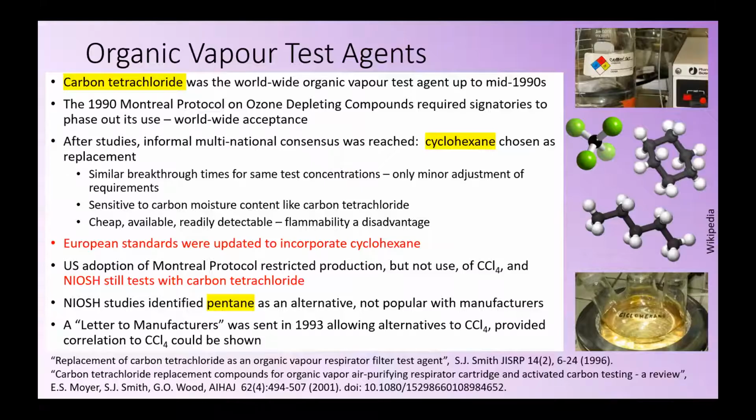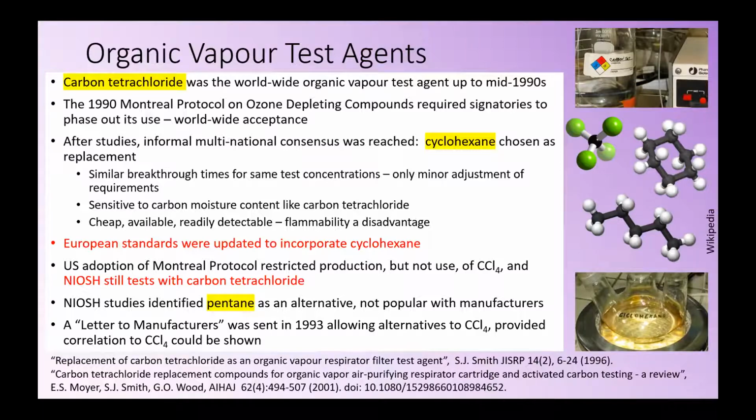Just to mention one thing on organic vapor test agents, because it seems confusing that we have carbon tetrachloride and cyclohexane used. Carbon tet was used widely internationally up until the mid-1990s, but was banned under international protocol. Some studies were undertaken to find replacement chemicals, and cyclohexane was generally the one accepted across the world as an alternative to carbon tetrachloride. I think Chinese standards still use benzene, but that's how things are.